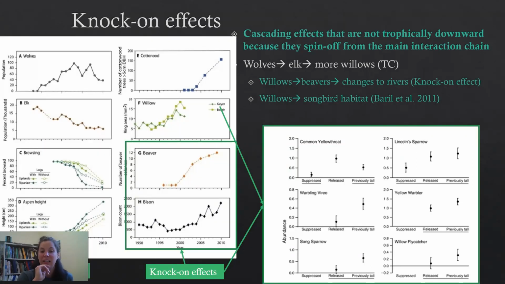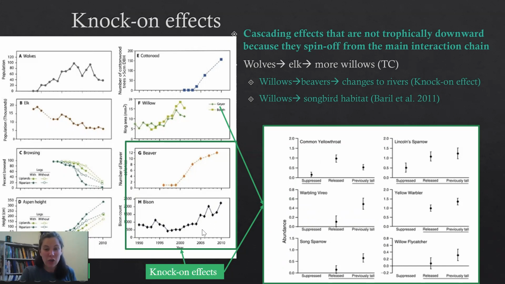The other impact of trophic cascades are these indirect effects, these knock-on effects. And so trophic cascade always starts from the top, right? It always starts with a predator, top-down impacts. Knock-on effects are not trophically downward. They spin off on the main interaction, and they actually can start at the bottom. So one knock-on effect of the wolves and the elk and the more willows was that we started to see an increase of beaver population.